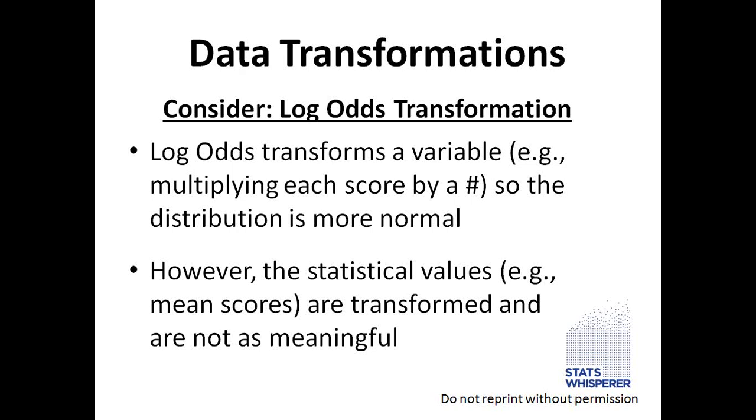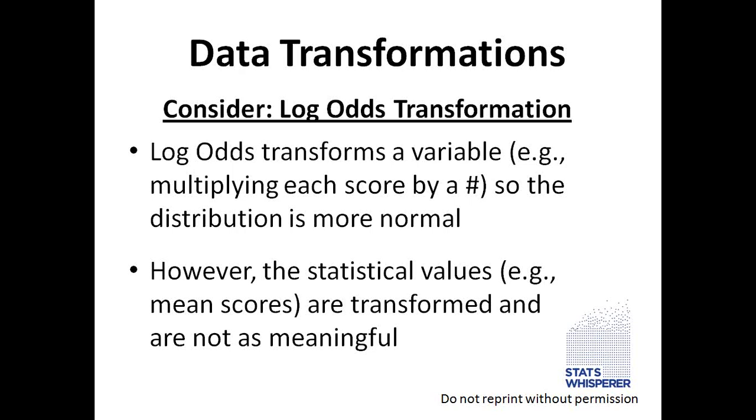Now, I'm not so high on the log odds because when it does that, it changes the actual characteristics of the variable. So what happens is if the mean score is really 38, if you do a log odds and it transforms the variable, the mean might be reported as 45, which is not the real mean. The mean is actually off because the variable has been altered. So I'm not so big on the log odds.